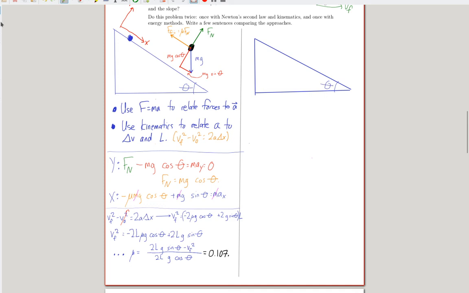Label my angle, and I'll label now my initial and final states. I'll do these in red because they're so important. The work-energy theorem is all about thinking about what kind of work is done as I go from initial to final.